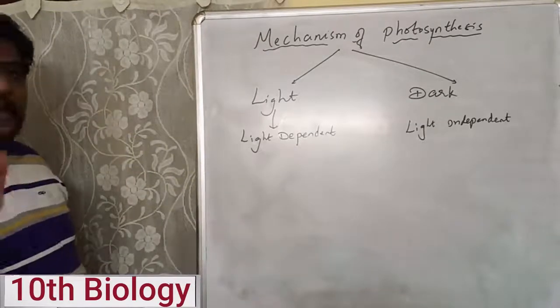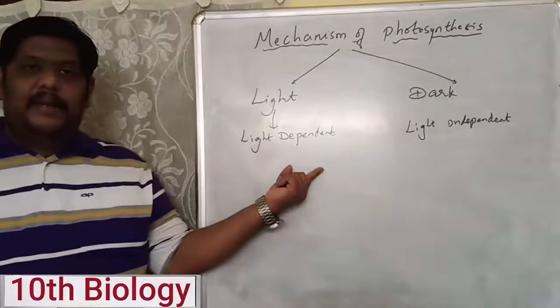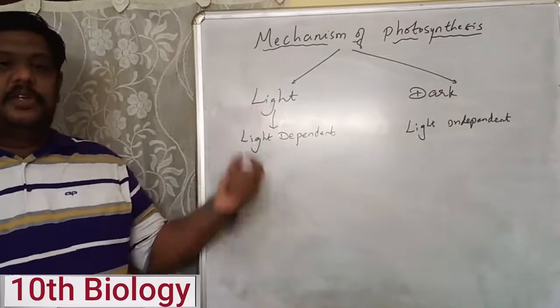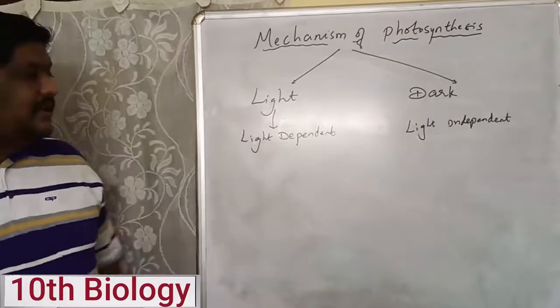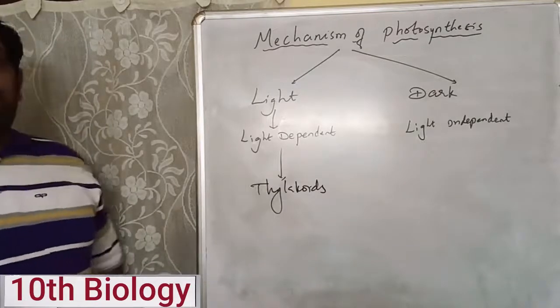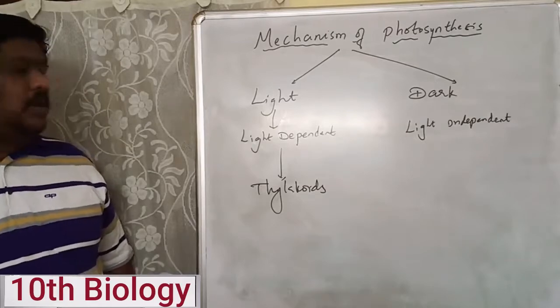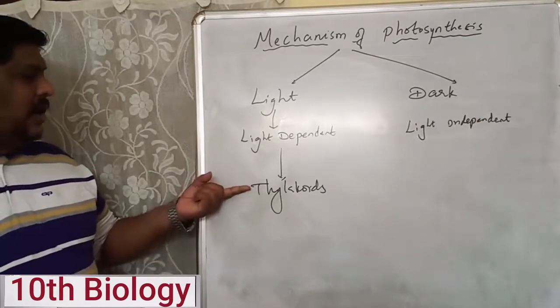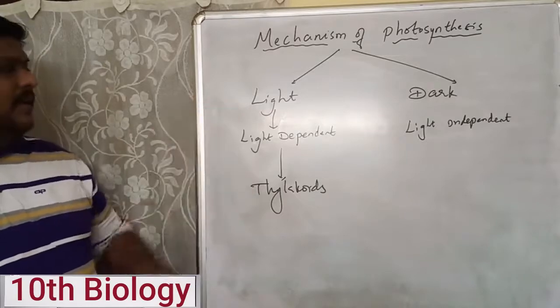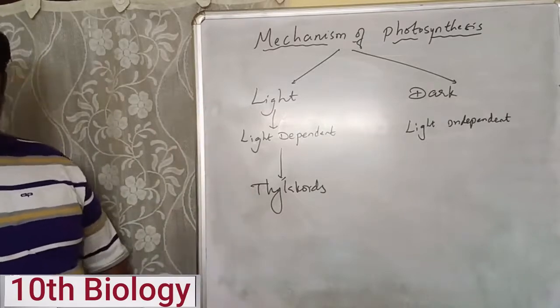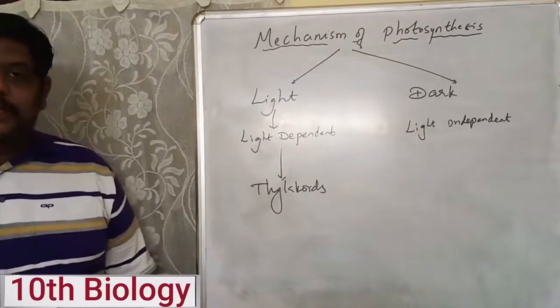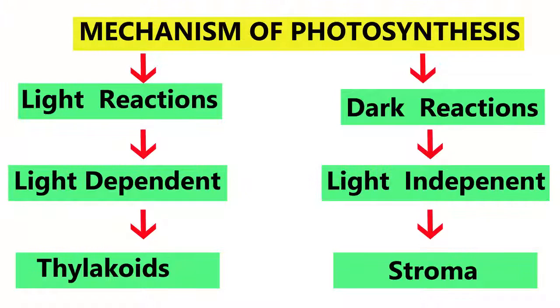Now, a very important point I'm going to tell you. Light dependent reactions, or you can say the light reactions, where will they take place? They will take place in the thylakoids. Thylakoids are full of chlorophyll molecules. So these thylakoids are the place where the light reactions will take place. And coming to the dark reactions, where will they take place? They take place in the stroma. I told you, it's a fluid filled part of the chloroplast. So this stroma is responsible for the dark reactions.